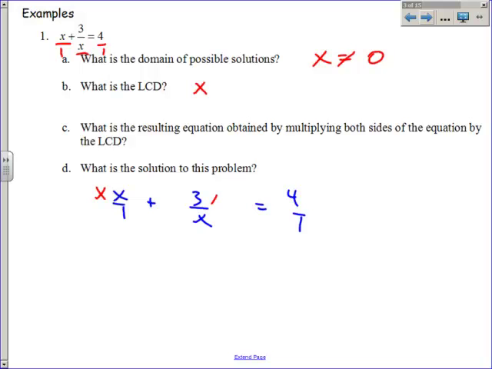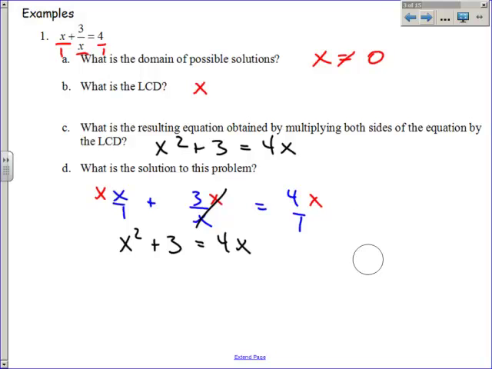Here's an x, here's an x, here's an x. When I do, I get x squared. The x's will cancel out here. Remember, x can't be equal to 0. Plus 3 is equal to 4x. There's a resulting equation obtained by multiplying both sides of the equation by the least common denominator. So I've got x squared plus 3 is equal to 4x.